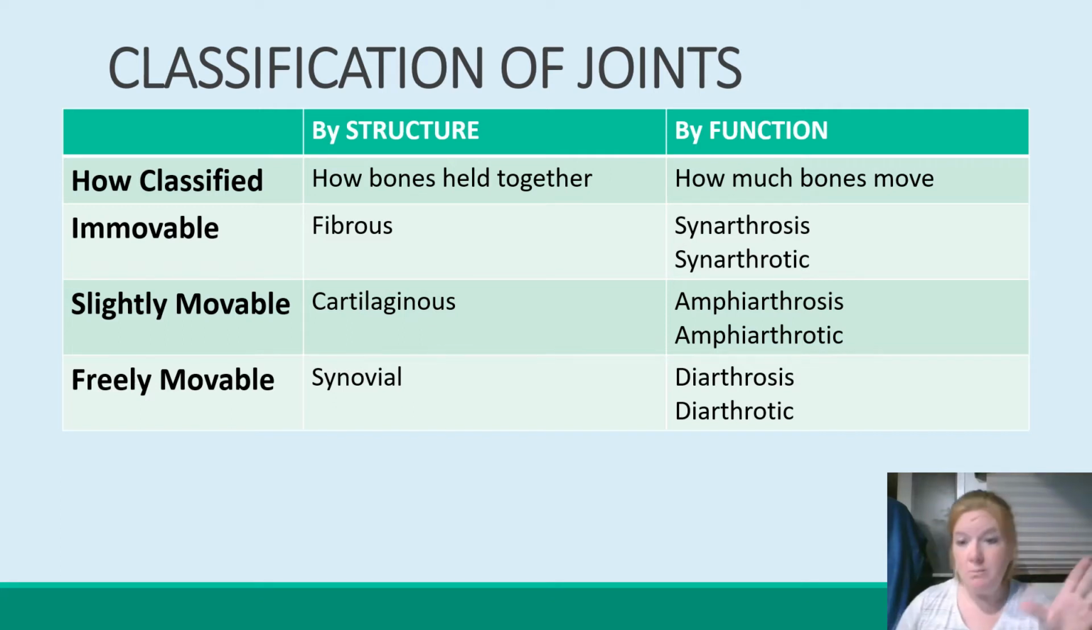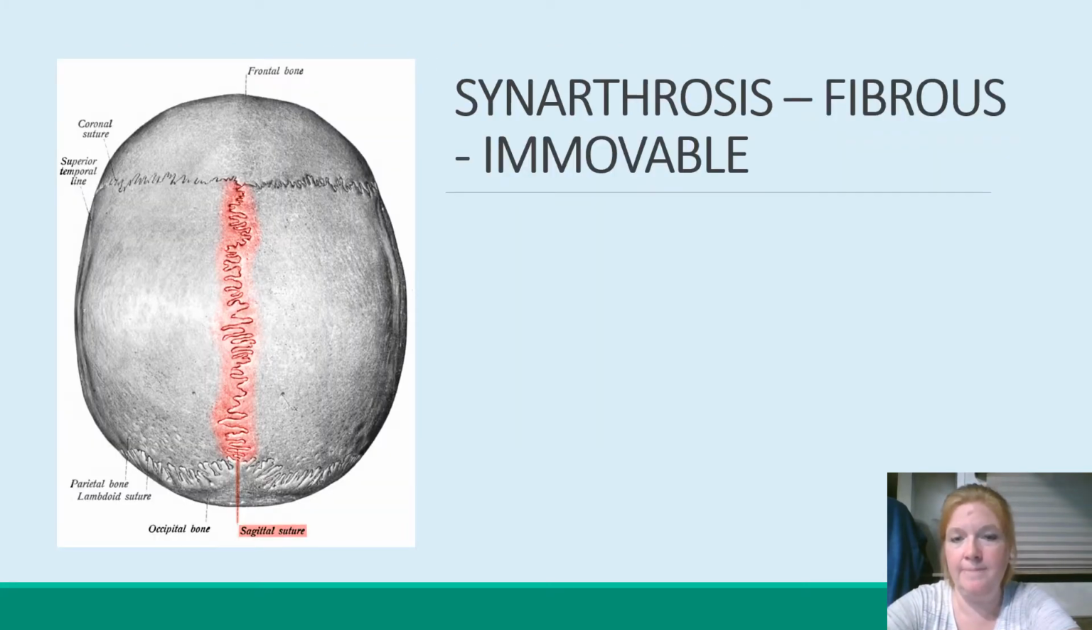So immovable is either fibrous or synarthrotic. Slightly movable is cartilaginous or amphiarthrotic. Freely movable is synovial or diarthrotic. It doesn't change how the joint functions, it just changes how we're classifying it. All right, so synarthrosis, fibrous, immovable. Those words are all interchangeable.